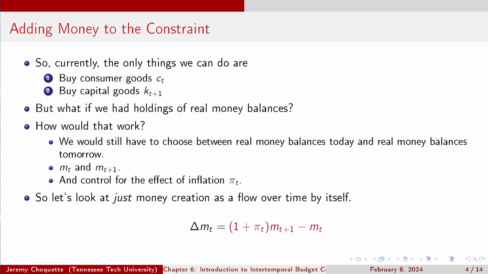Now, if we look at money creation as a flow over time, it'd just be delta M equals (1 plus the rate of inflation, pi_t) times M_t+1 minus M_t. So why do we have that 1 plus pi_t times M_t+1? Well, M_t+1 is future money. We need to know what the future money would be worth in today's terms, and that's what the 1 plus pi_t gives us.